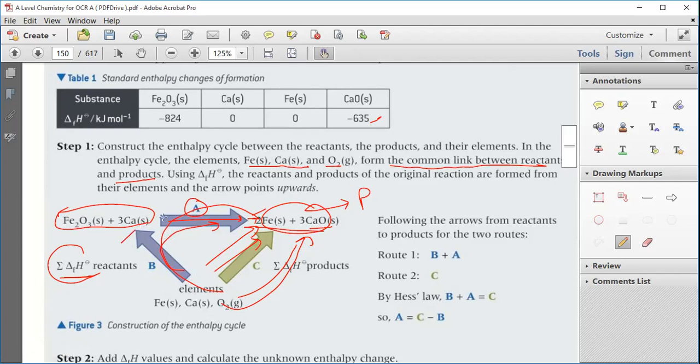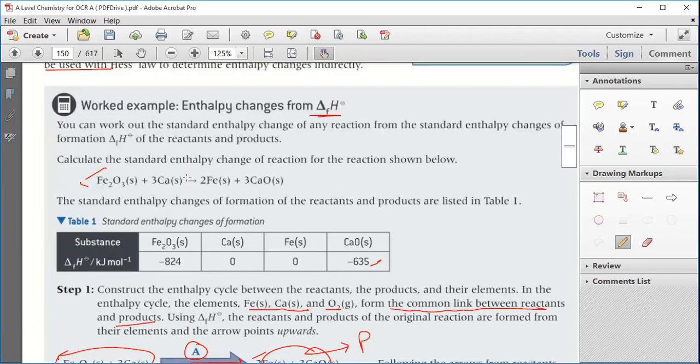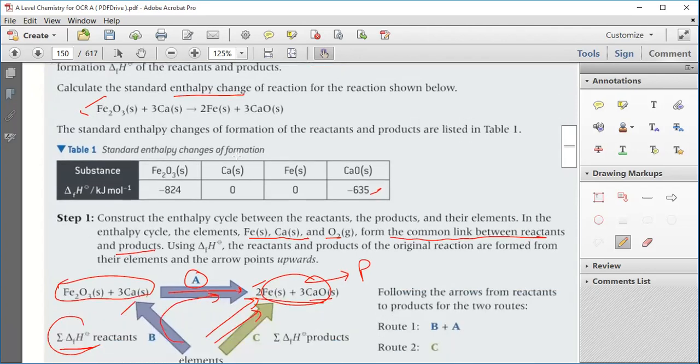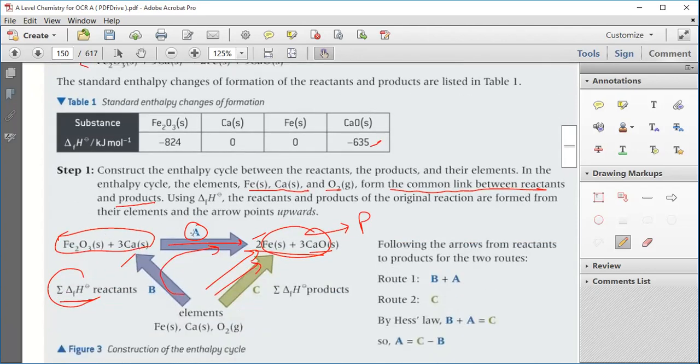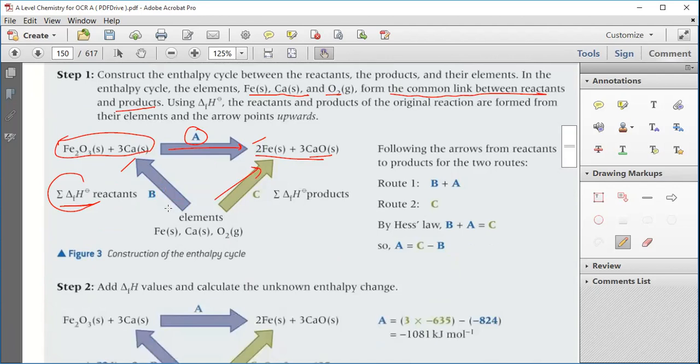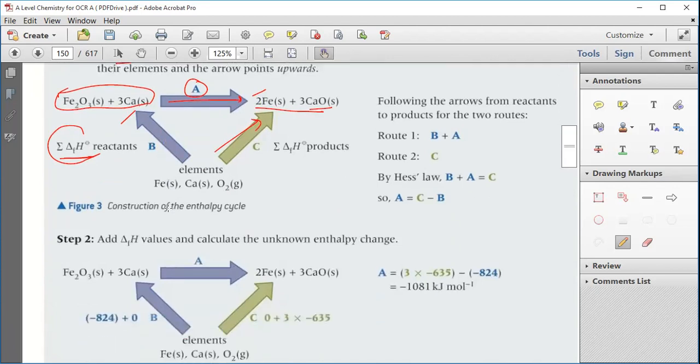Yeah, it's clear. Okay. Now, what do they want in the question? Can you tell me what the question was? They want to find out the standard enthalpy change. The standard enthalpy change means reactant and product change. This is reactant, this is product. You have to find out A. So A will be equal to C minus B. Is that clear? Now do each and every calculation part and then you will get your answer.